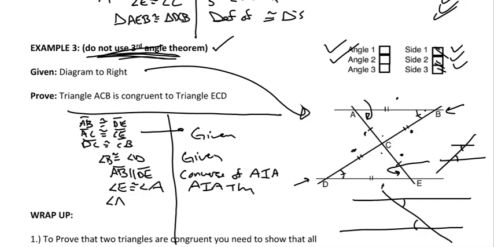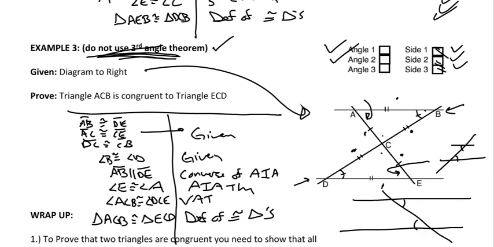Lastly, angle ACB must be congruent to angle DCE by vertical angles theorem. And finally, we can say triangle ACB is congruent to triangle ECD. And that would be by definition of congruent triangles.